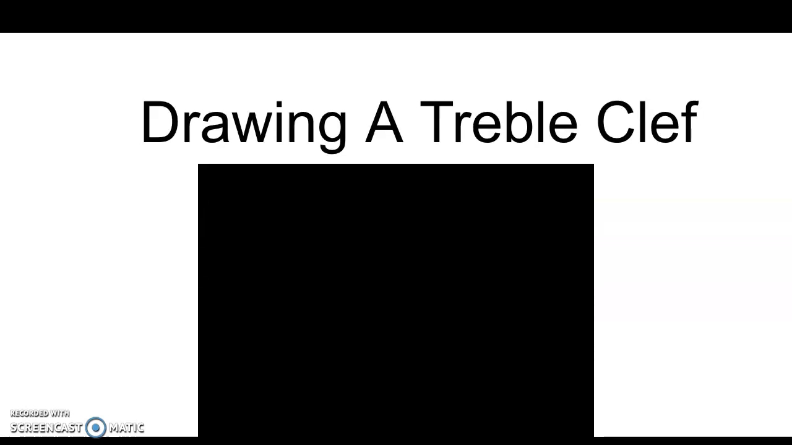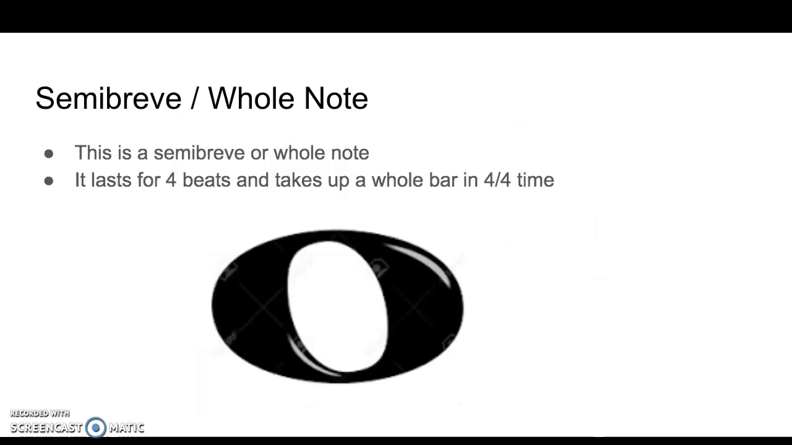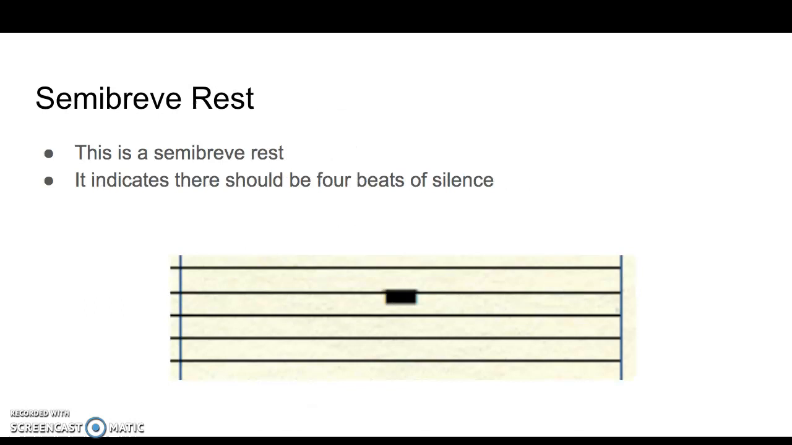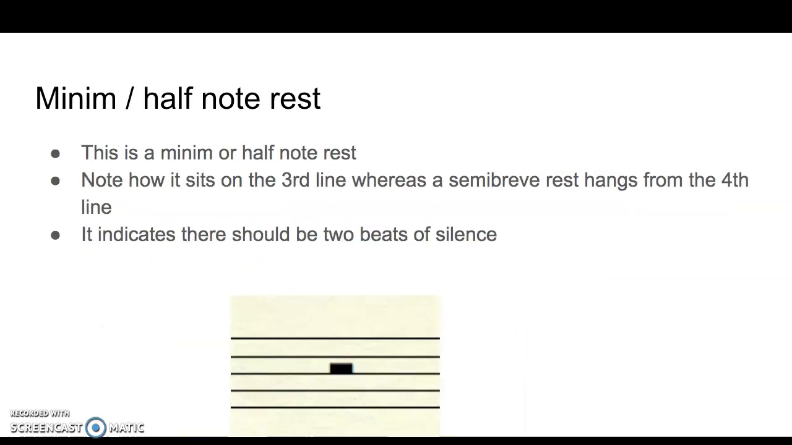There is a tutorial on how to draw a treble clef, but I'm going to skip on for this one now. It's in the first tutorial here about note names, so you can have a look at it there if you like. And again, a quick revision. The types of notes we've looked at so far: the semi-breve or whole note, lasts for 4 beats. Semi-breve rest, which is silence for 4 beats. A minim or half note, it means the note must last for 2 beats or half of a bar, assuming we're in 4/4 time. And then there's a minim rest.